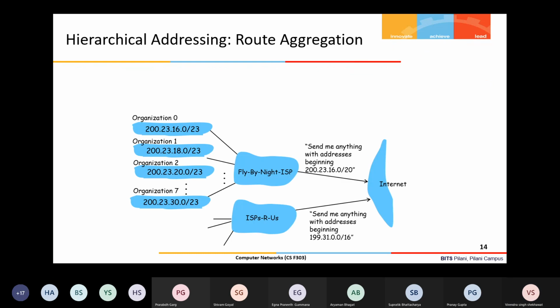Understood? Now see this thing. Let us say this is your service provider, Fly By Night, some service provider is there, a larger block is there. We'll see, when we do it at the internet level, the ISP level, how the routing happens. There is a protocol called BGP, Border Gateway Protocol, which is used. Notionally we can understand it this way: this service provider will announce to others, send me anything with addresses belonging to this, right? So anything belonging to this will come to this address.